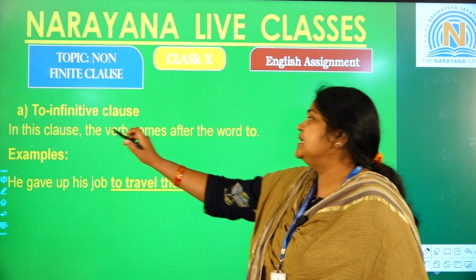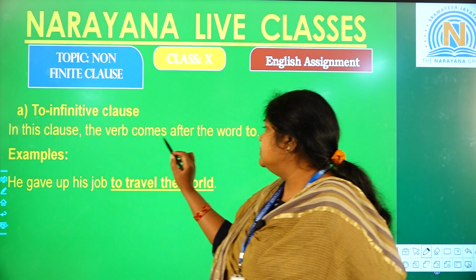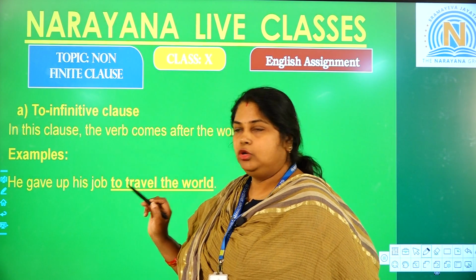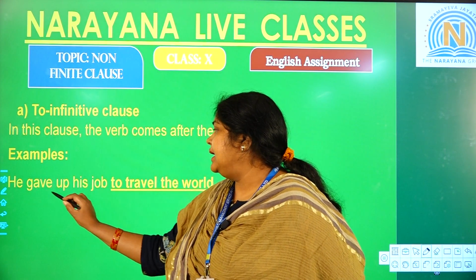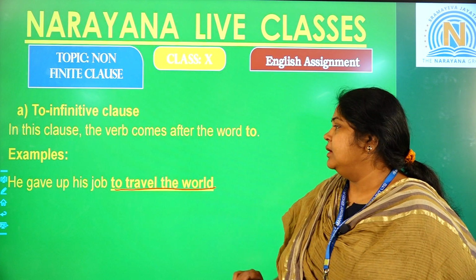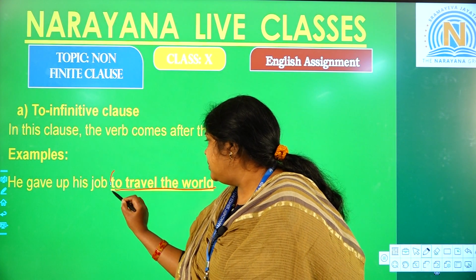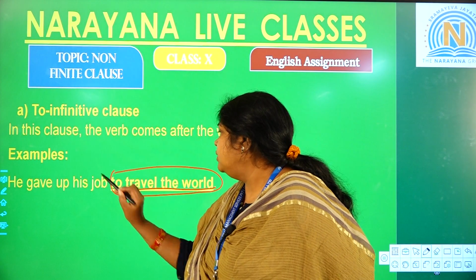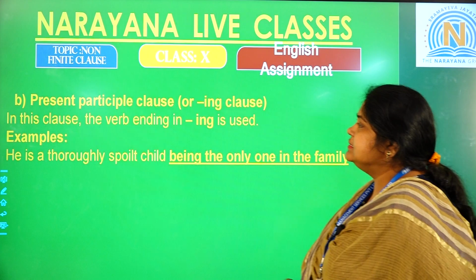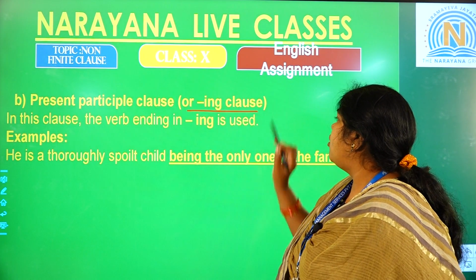The first one is the to-infinitive clause. In this case, the verb comes after the word to. See the example: He gave up his job to travel the world. He gave up his job, but giving some extra information, that is the non-finite clause, to travel the world. So, to-infinitive.